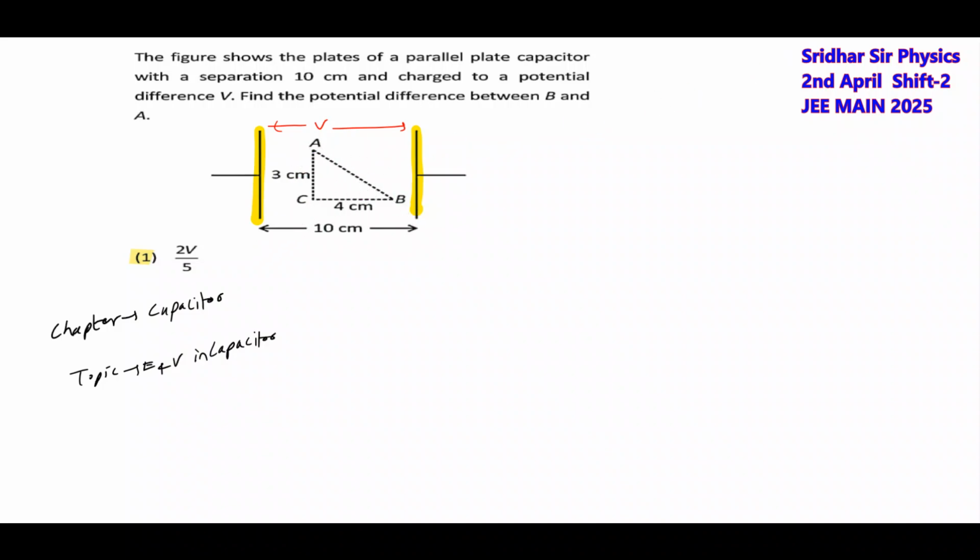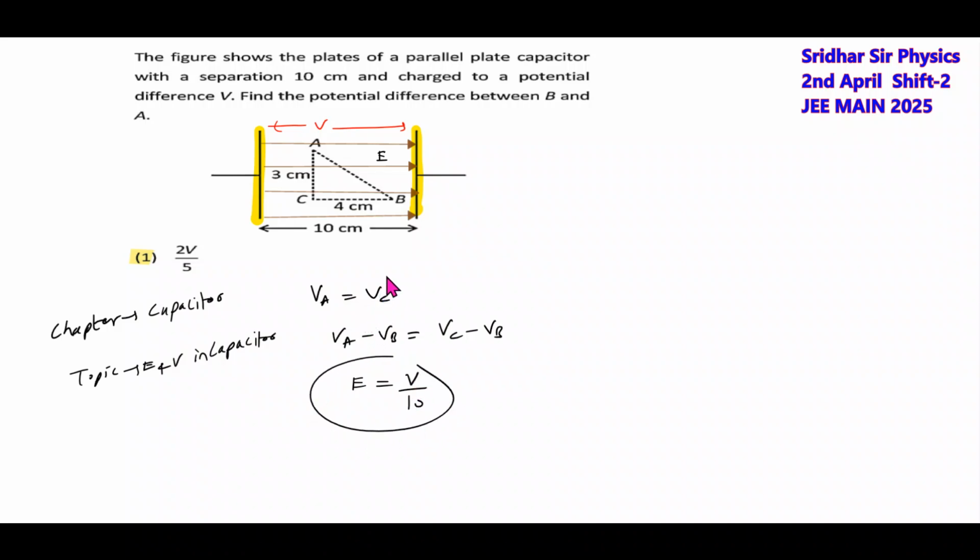And how the electric field vector will be is very important. Here the electric field vector will be in this direction. I'm drawing brown color lines, that is the electric field vector. And A and C are at the same potential, VA equal to VC. So therefore VA minus VB is equal to VC minus VB. And the electric field vector has to be the same. Potential difference V by 10, so the electric field should be VC minus VB by 4.